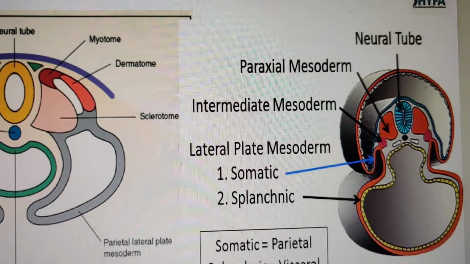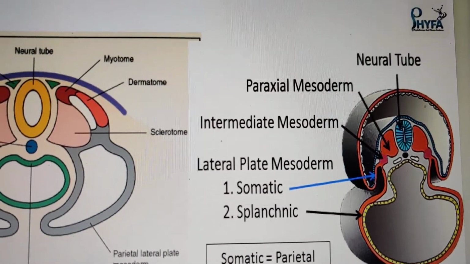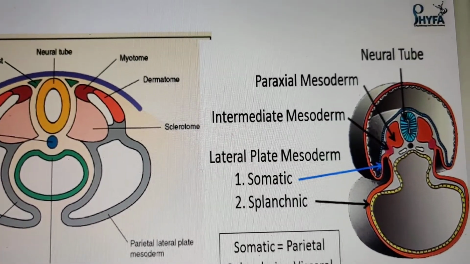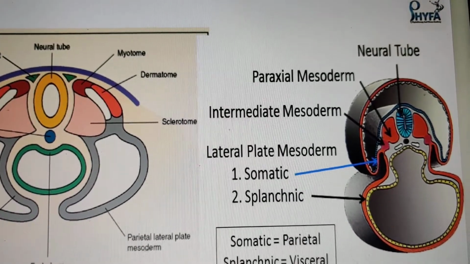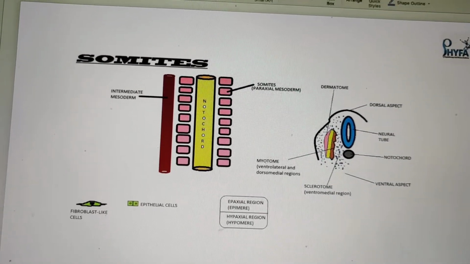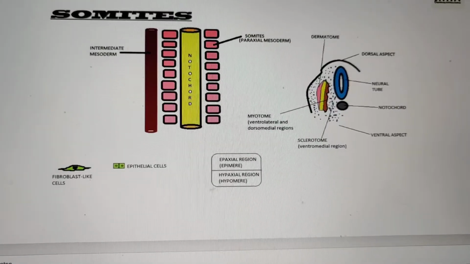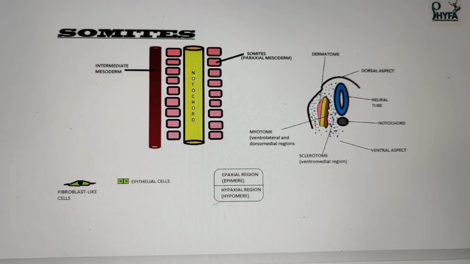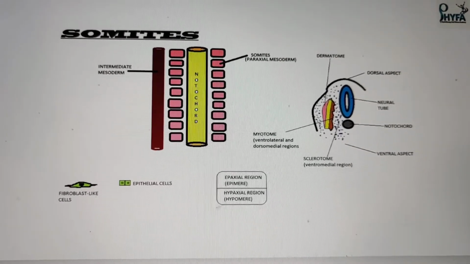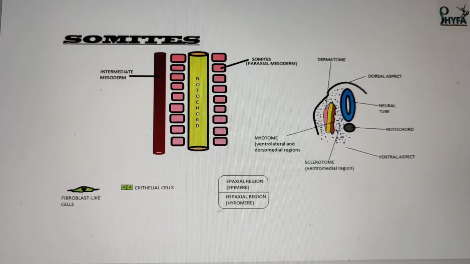Now this paraxial mesoderm only undergoes the segmentation process. A lot of segments come out of this area from the paraxial mesoderm. Let's see how. Something like this, and each and every segment is called a somite. These somites become thick tissue blocks as they get cut. Every block is called a somite, and this is where your vertebral column comes from, from your occiput till your coccyx.